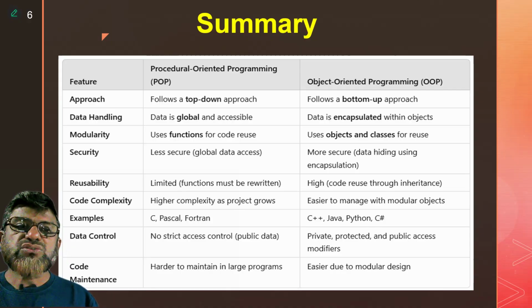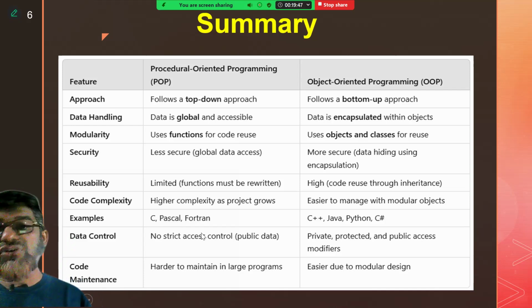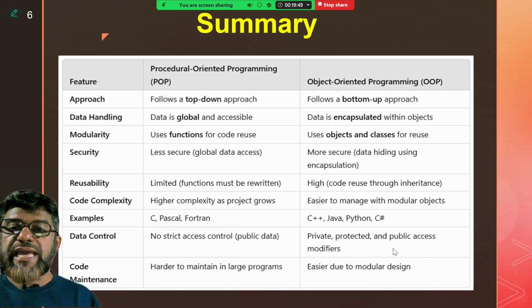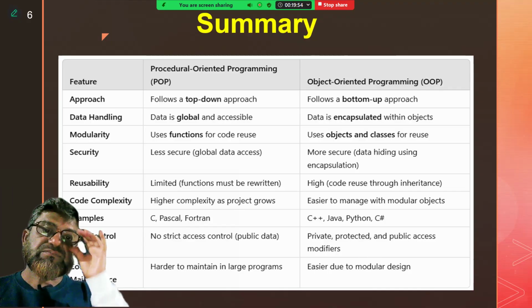Next, we have code complexity. In POP we can make small projects, but here in OOP we can make large projects with the help of its features. It is easier to manage with modular objects. For POP we have examples like C programming, Pascal and Fortran. For OOP we have Python programming, C++ and Java programming.